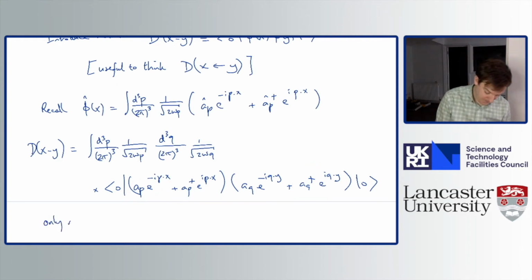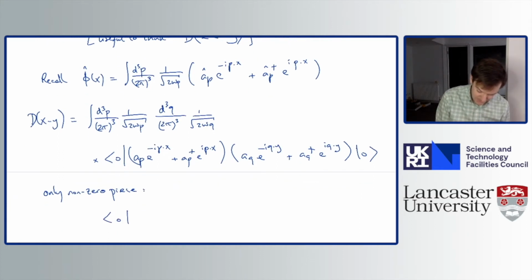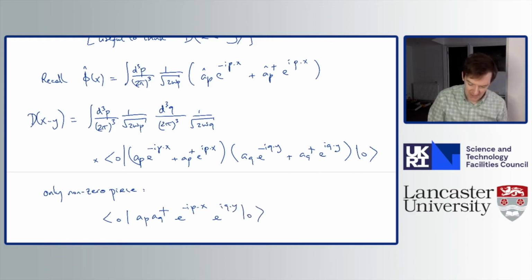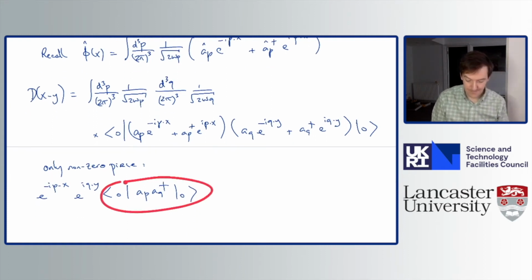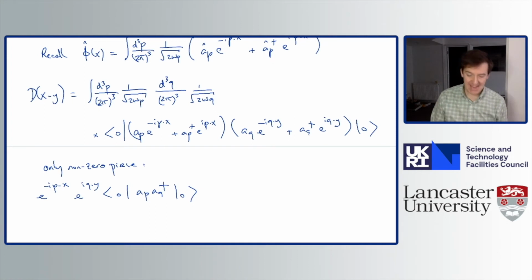So the only non-zero piece is going to be ⟨0|a_p a_q†|0⟩ with these exponential factors. In fact, we can pull these exponential factors outside of the vacuum expectation, like this, and tidy it up a little bit. And so the only bit we want to worry about is the calculation of this term. So let's figure out what that is, and we can of course do it using the rules or the tricks that we've been using in previous lectures.